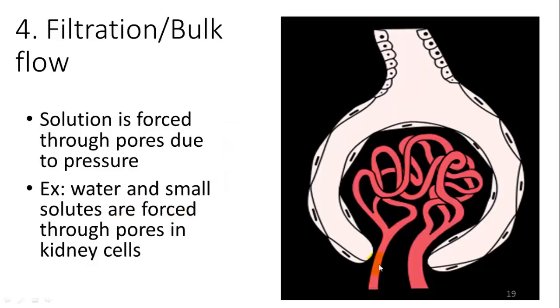An example of this is blood pressure, which is created by the pumping of your heart. That requires ATP. But at the kidneys, you have blood that goes through very, very small capillaries, and because of blood pressure, it will force water, waste, and ions out into the structures of the kidney.